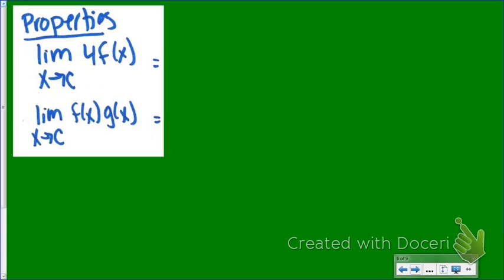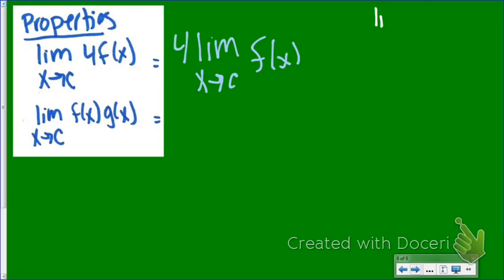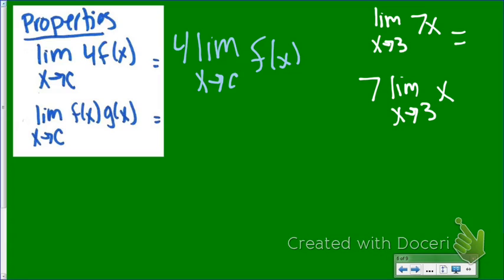So what I can do instead is have 4 times the limit as x approaches c of f of x. In work, this would look like: if I have the limit as x approaches 3 of 7x, that's equivalent to 7 times the limit as x approaches 3 of just x. No matter which way I work it out, I'm going to get 21 as an answer.